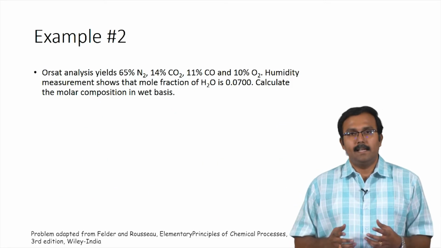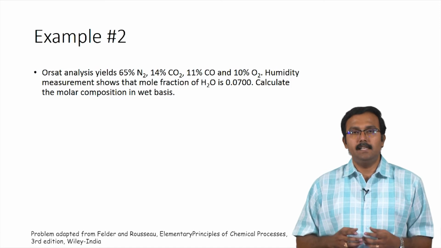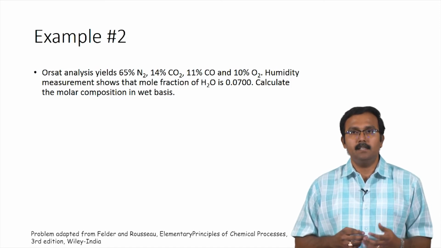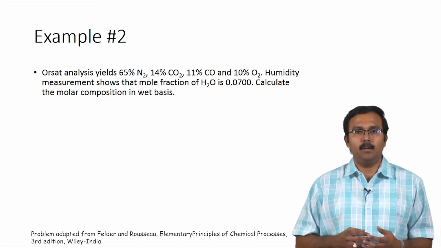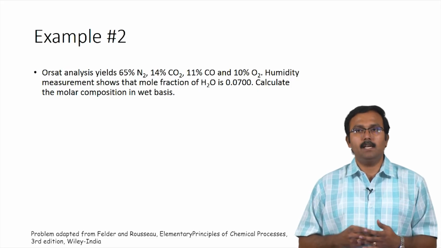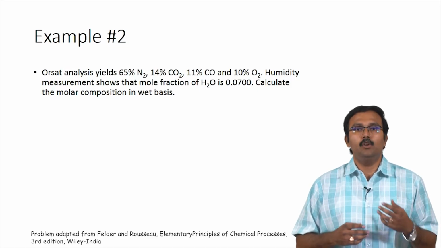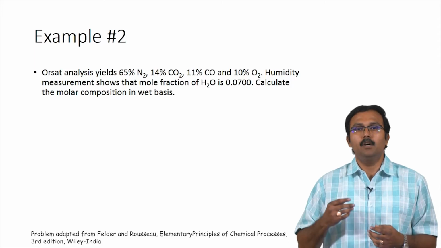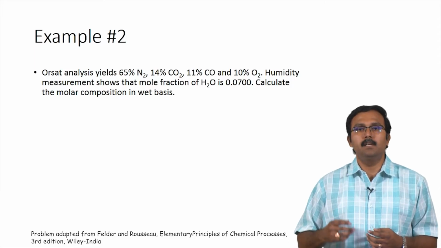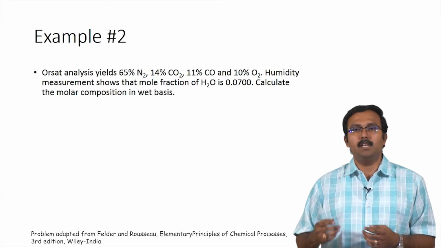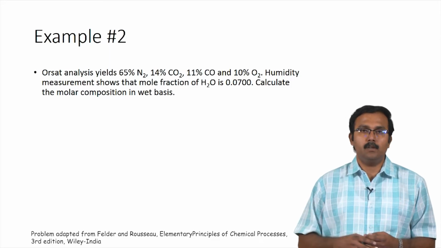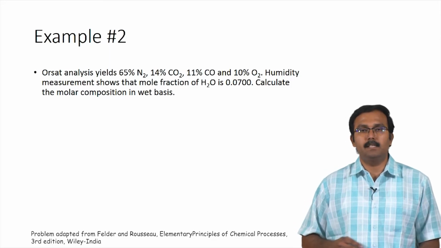So, here is the second example. Orsat analysis yields 65% nitrogen, 14% carbon dioxide, 11% carbon monoxide and 10% oxygen. Humidity measurement shows that mole fraction of water vapor is 0.0700. You are asked to calculate the molar composition in wet basis.